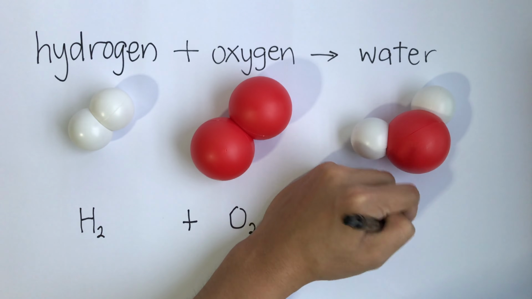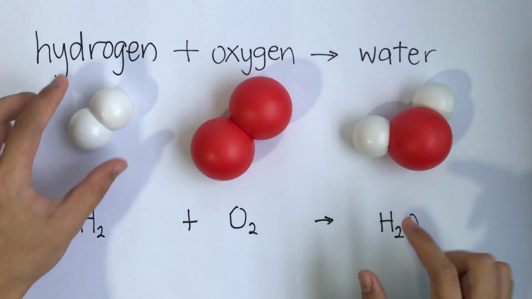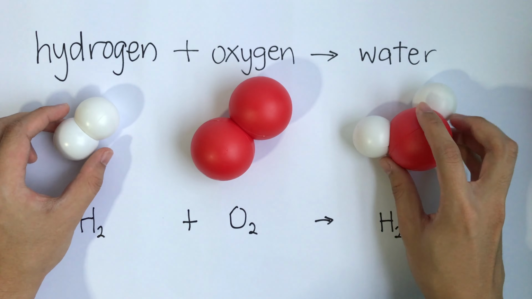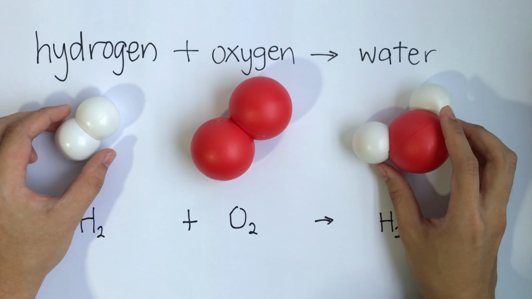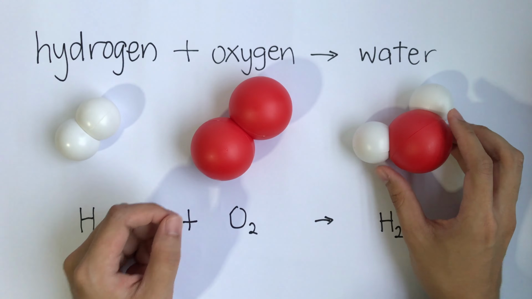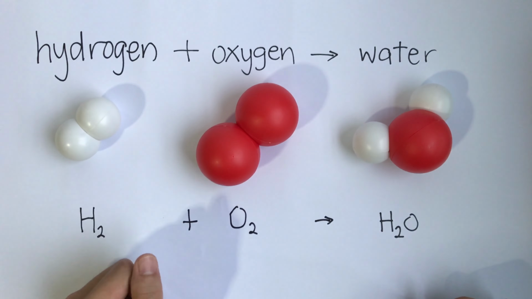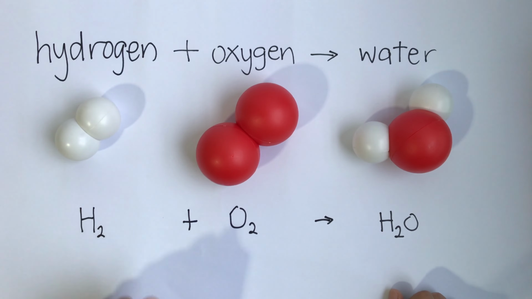In order for an equation to be balanced, there must be an equal number of atoms on both sides. So we can see here, we have 2 hydrogen atoms on the left and 2 hydrogen atoms on the right. So actually hydrogen is balanced. We now look at oxygen. We have O2, right? So we have 2 oxygen atoms on the left, but we only have 1 on the right. So oxygen is not balanced.